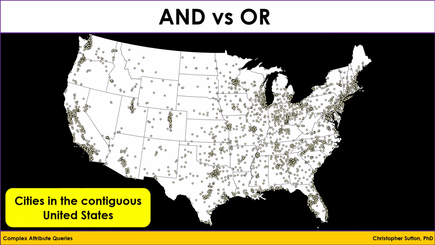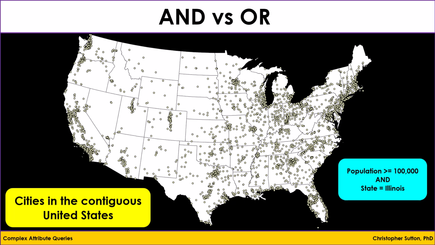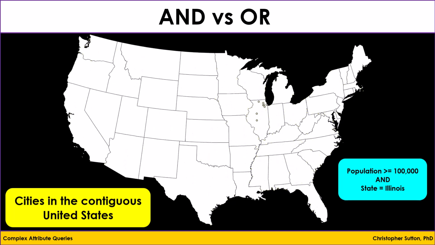A common point of confusion amongst my students over the years has been when to use AND and when to use OR. Let's use this map of cities in the contiguous U.S. to see how using AND versus OR gives us different results. Let's say our two conditions are cities with populations greater than or equal to 100,000, and the other condition is that they are cities inside the state of Illinois. If we combine those two expressions with AND, we get this result. We have cities that are at least 100,000 in population and are in the state of Illinois.